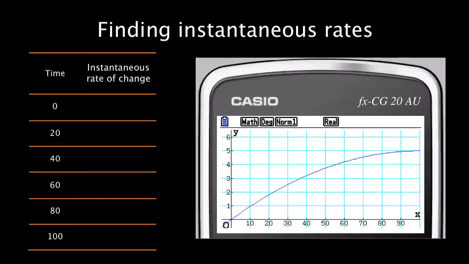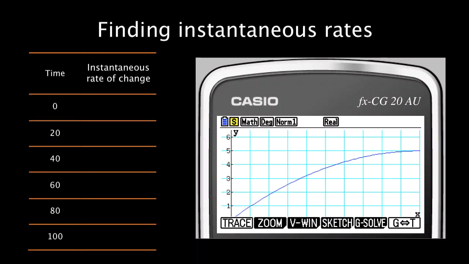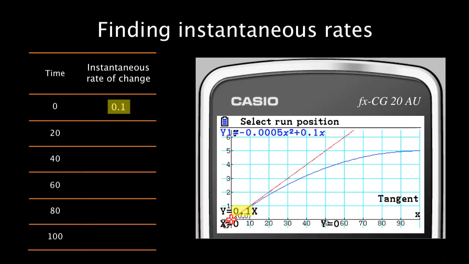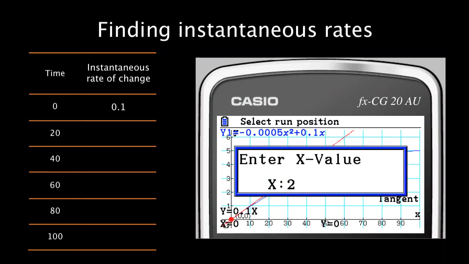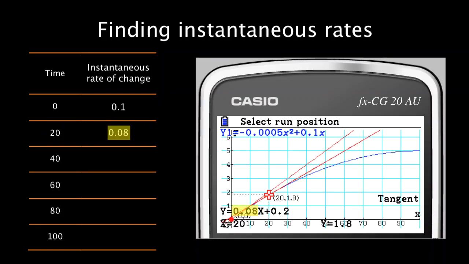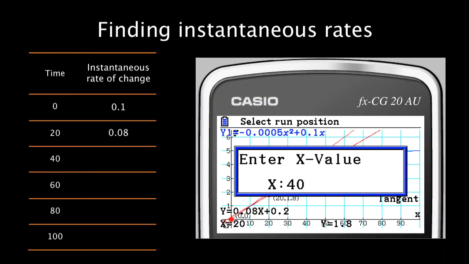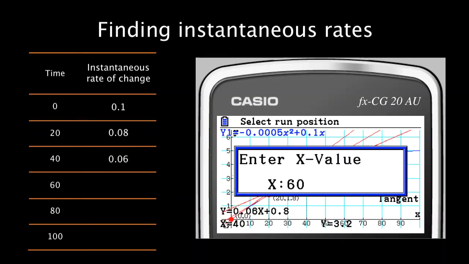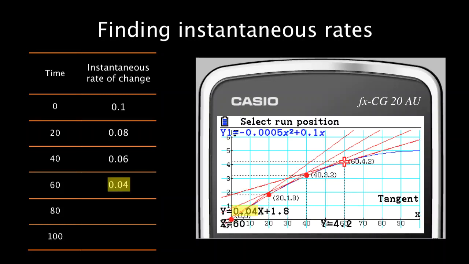Some calculators are programmed with a method of calculating the gradient of a tangent to a curve at a point, similar to the one I just showed you. In many cases, the value given is in fact the exact value of the instantaneous rate. For example, R of 0 is equal to 0.1 litres per second. R of 20 is 0.08. R of 40 is 0.06. R of 60 is 0.04. And R of 80 is equal to 0.02 litres per second.